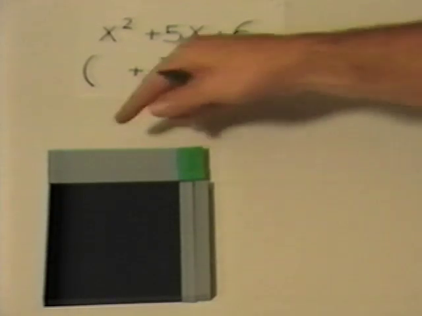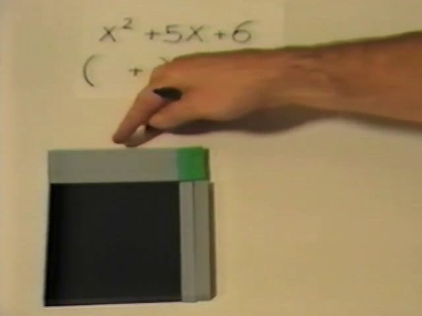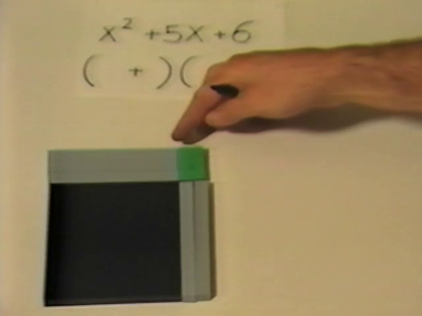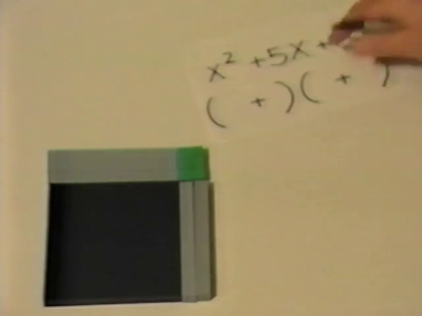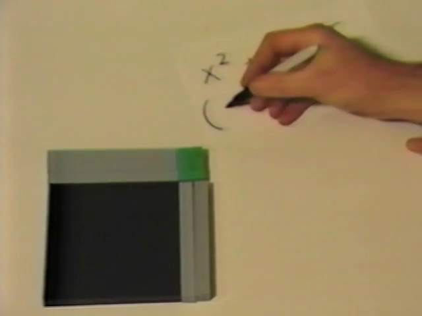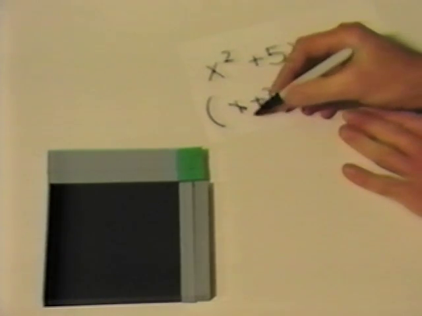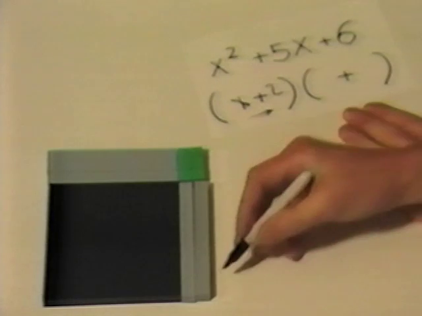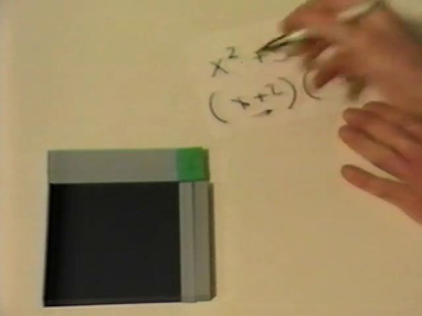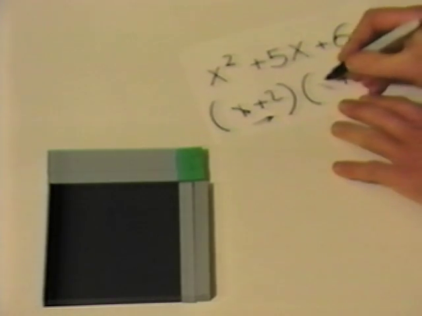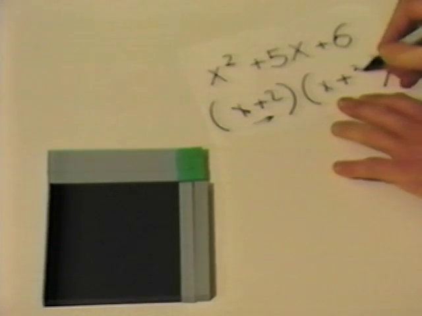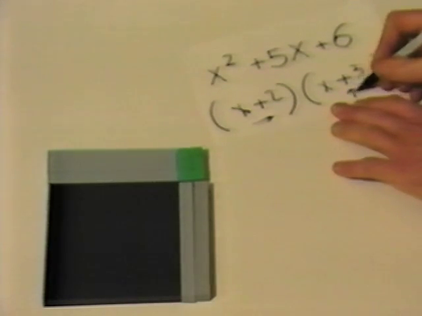Let's read our factors. Our distance over is x plus 2. X plus 1, 2, 3 is our distance up. X plus 3 is our distance up.